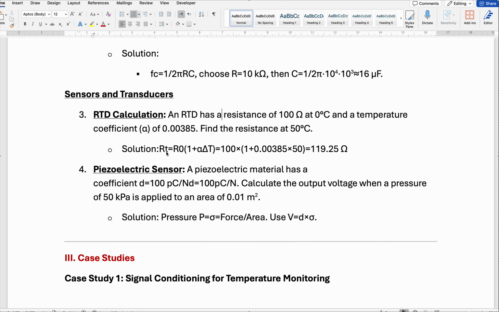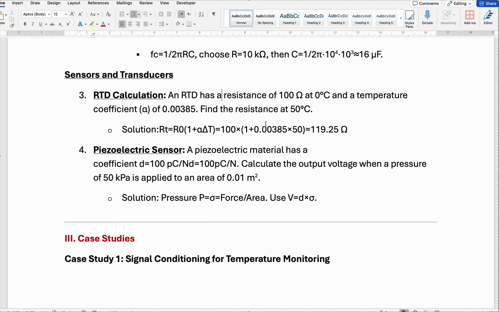Okay, so the answer is here, RT is equal to R naught, R naught is 100 ohms, times 1 plus alpha, alpha is given, times delta T, which is simply 50 minus 0. So that is 50, and you will have the answer of the new resistance, which means the resistance changed from 100 to 119. The resistance increased when we increase the temperature. Okay, so this is like an answer.